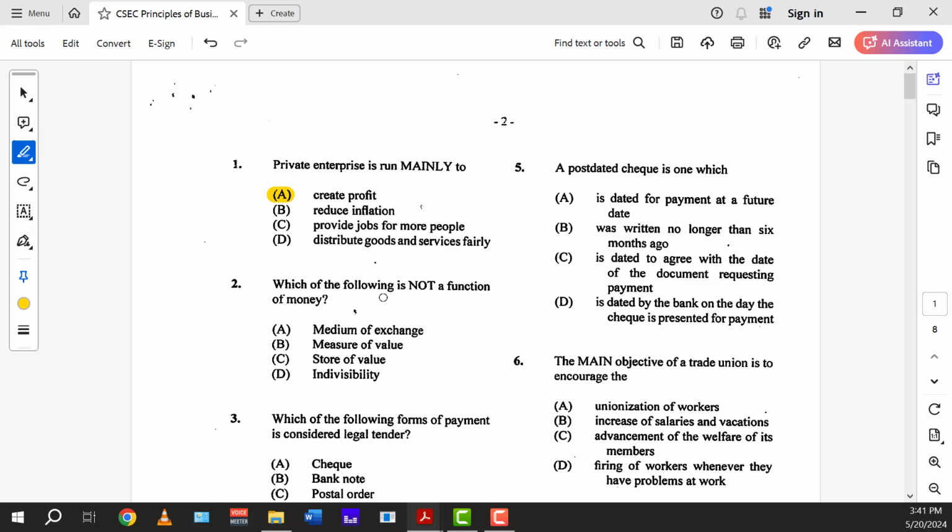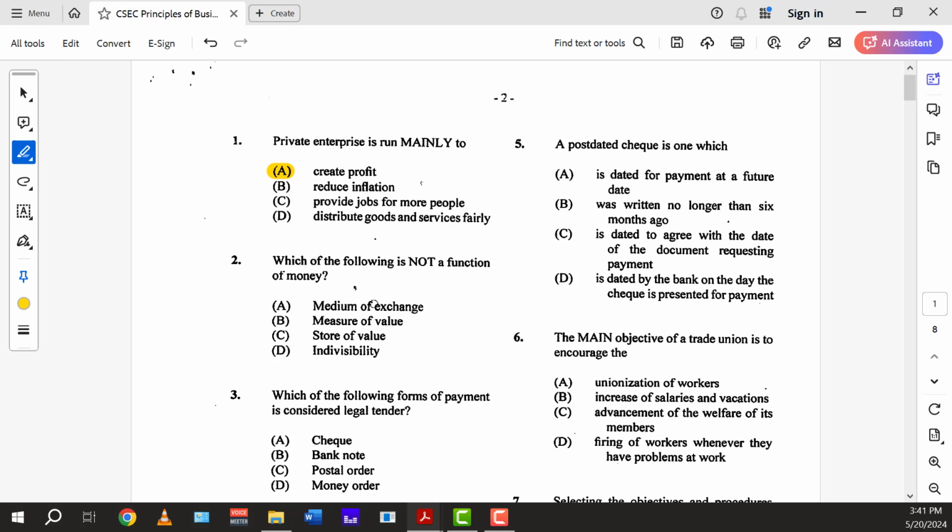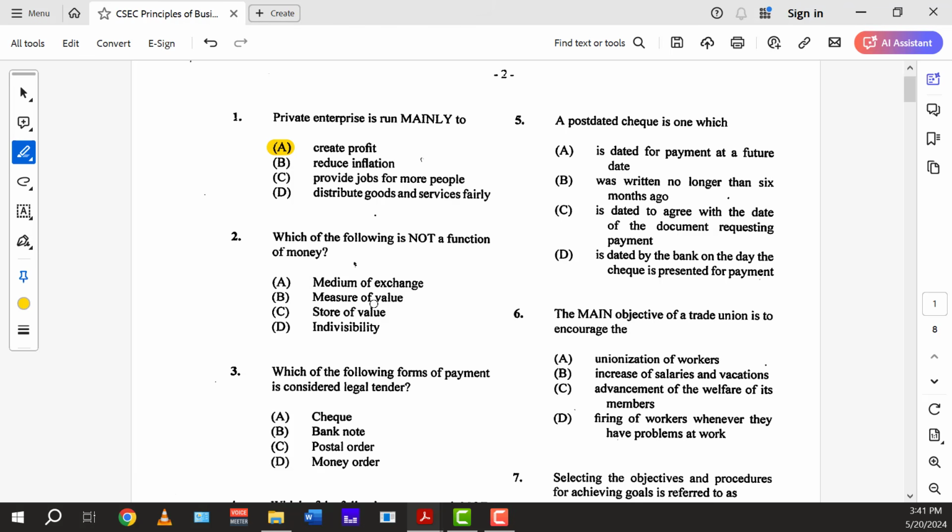Number 2, which of the following is not a function of money? And so we see some of these questions tend to be repeating themselves. Money has 4 main functions: medium of exchange, measure of value, store of value, deferred payment. The only one here is indivisibility. That's the odd one out. And so the answer is D. Indivisibility is not a function of money. Divisibility is a characteristic of money. It should be able to be divided.